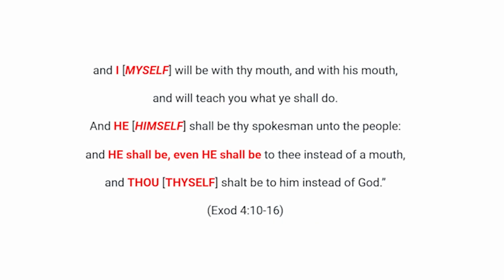And I myself will be with thy mouth, and with his mouth, and will teach you what ye shall do. And he himself shall be thy spokesman unto the people. And he shall be, even he shall be. Now here the King James reflects the repetition. To thee instead of a mouth, and thou thyself shalt be to him instead of God. Notice how God used emphasis or multiple emphases in places to make counter arguments against Moses.